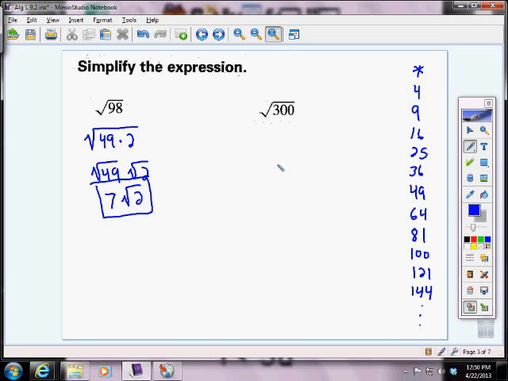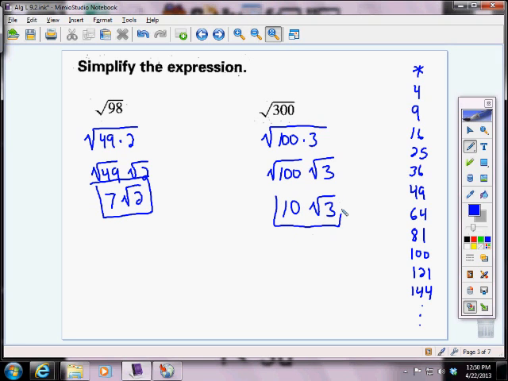Let's look at the square root of 300. I know that 100 is going to go into 300 3 times, so I can break that up into the square root of 100 times 3. Again, 50 would go in there, or 2 would go in there, but we're only looking for perfect square factors. Then I can break that down into the square root of 100 times the square root of 3. The square root of 100 is 10, and 3 has no perfect square factors. So that, again, is how we simplify radical expressions.